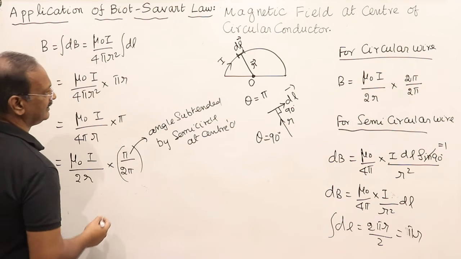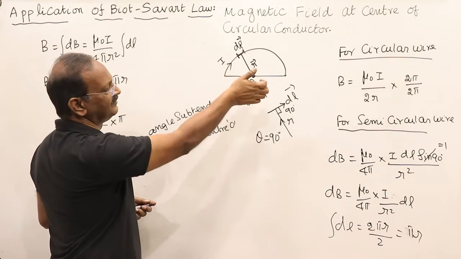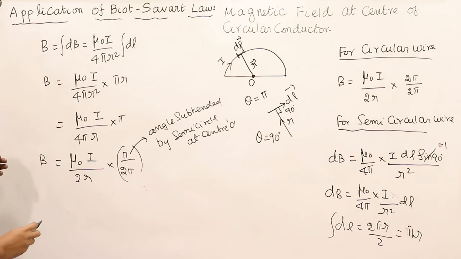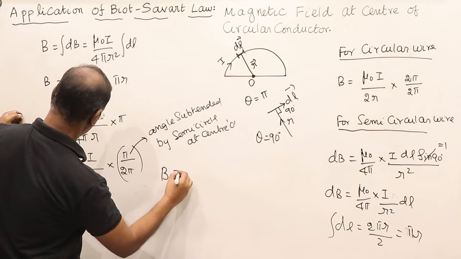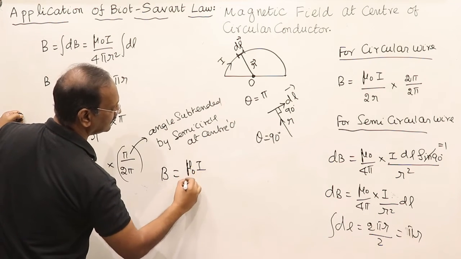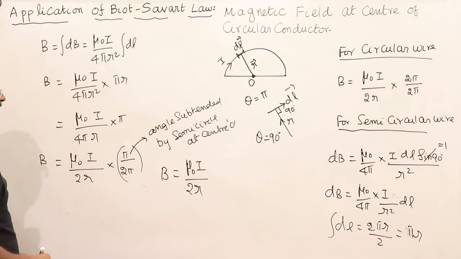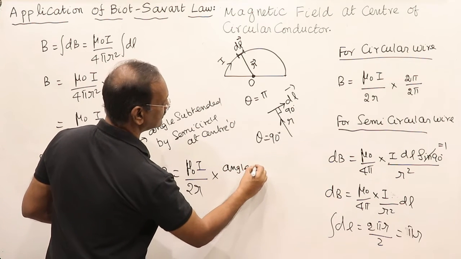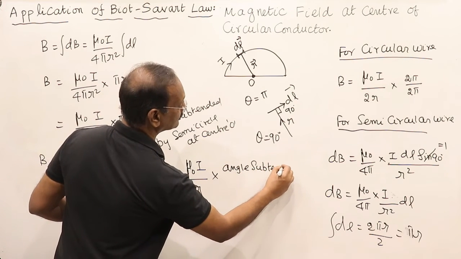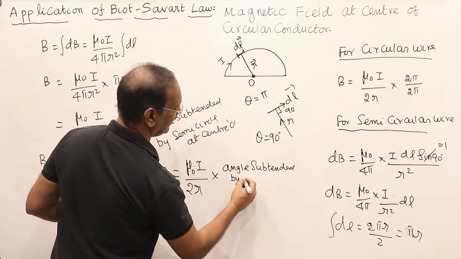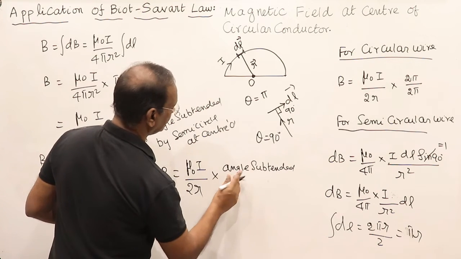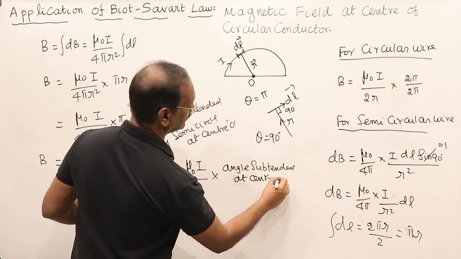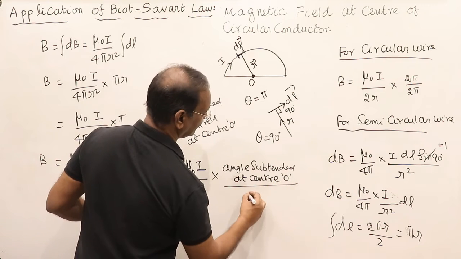So in general we can find out the direction, if the current is in this direction we can hold it, it means here it is inside, here it is outside. Direction is not a problem. In general we can write the magnitude B is equal to mu naught I divided twice into the radius of the semicircular or circular into angle subtended at the center, it may be circle or semicircle, at center O and divided by 2 pi.